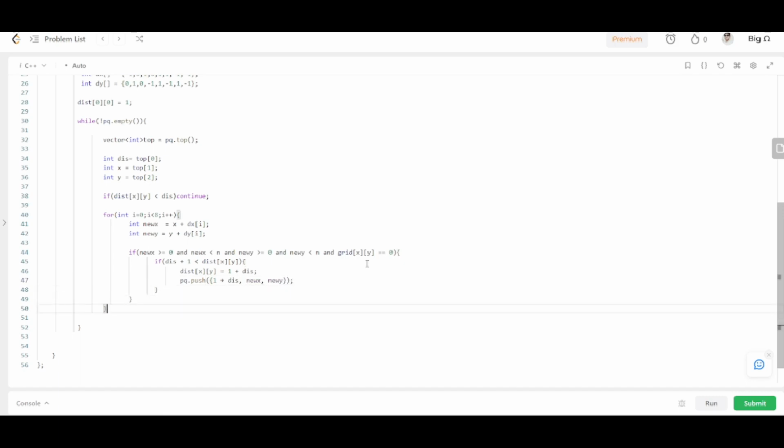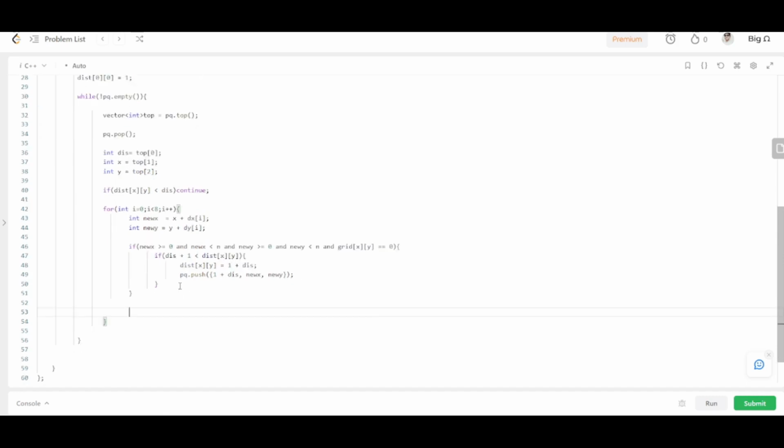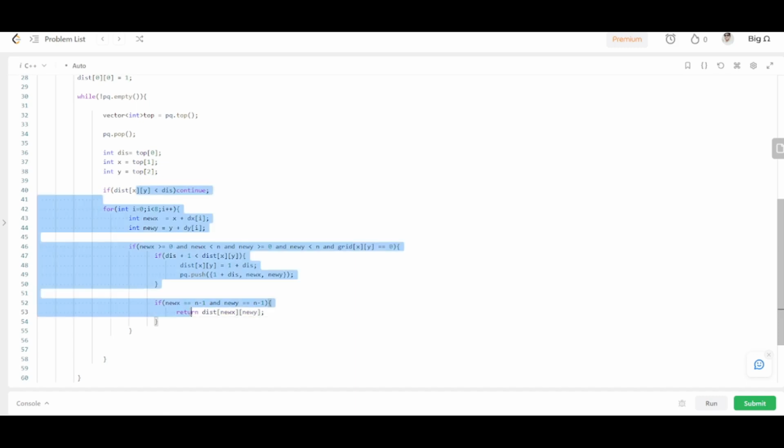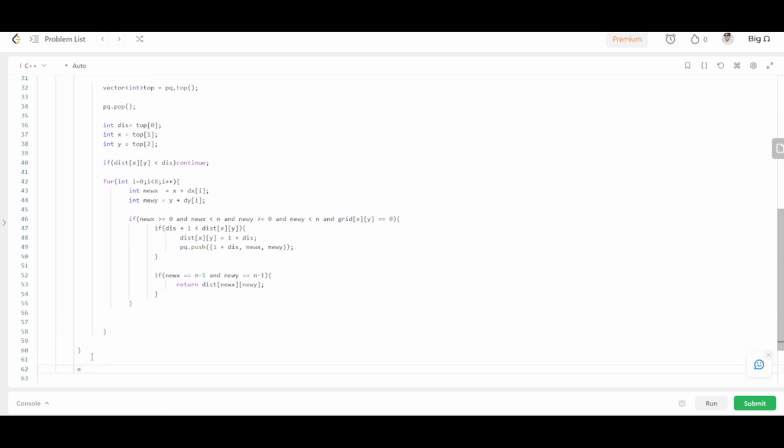Okay, so finally, I forgot to pop the element, pq.pop. So here I can also check if this new cell, new x and new y, represents the bottom right cell. If it is the case, then just return the distance that we have calculated for this cell. Fine. Otherwise, return -1 if I never encounter the ending cell.